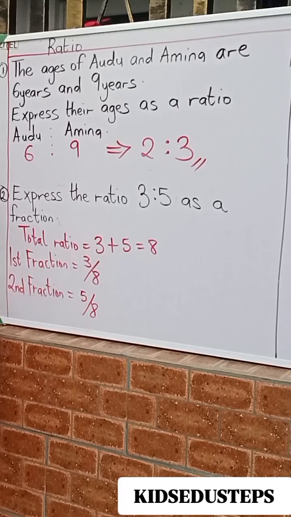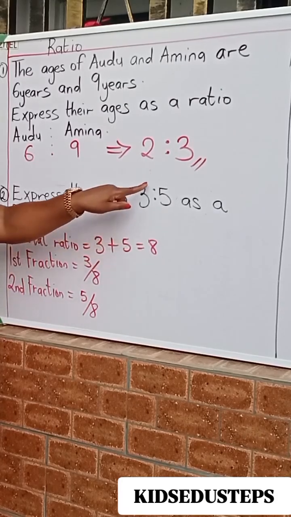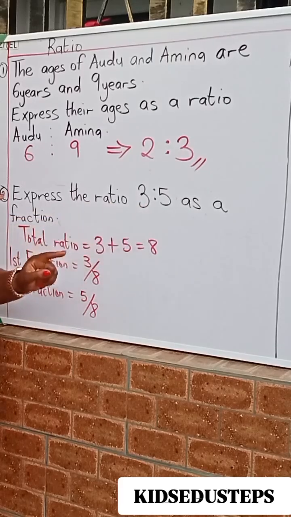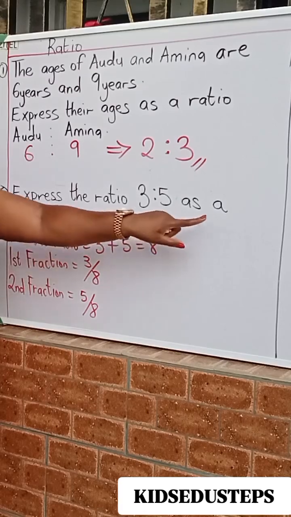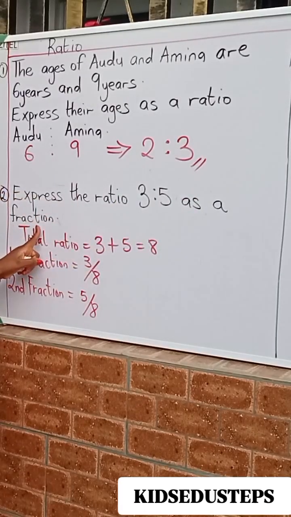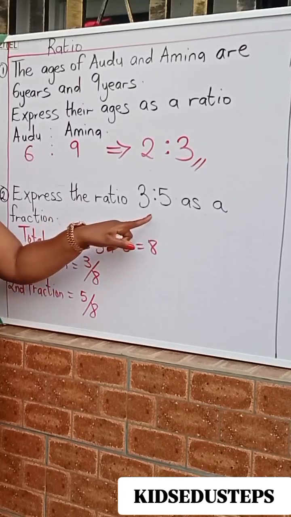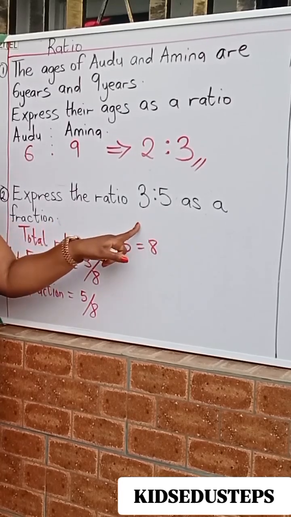Let me take it again. If you're asked to express a ratio, this is a ratio. When you see "is to", it is a ratio form. But when you see "over", it is a fraction form. Now they have given you this and say express as a fraction. First of all, you have to add up the numbers you were given.